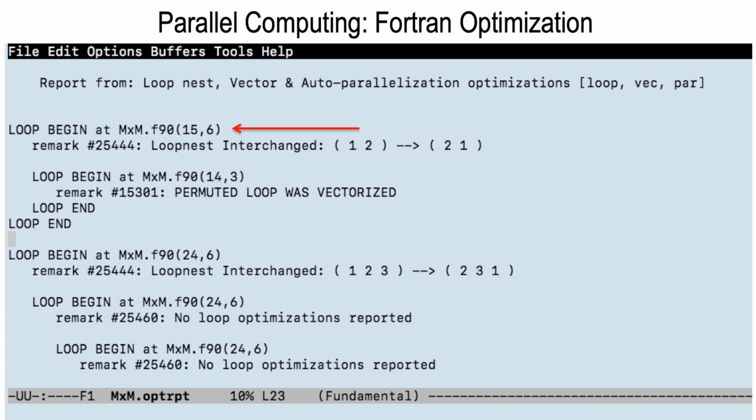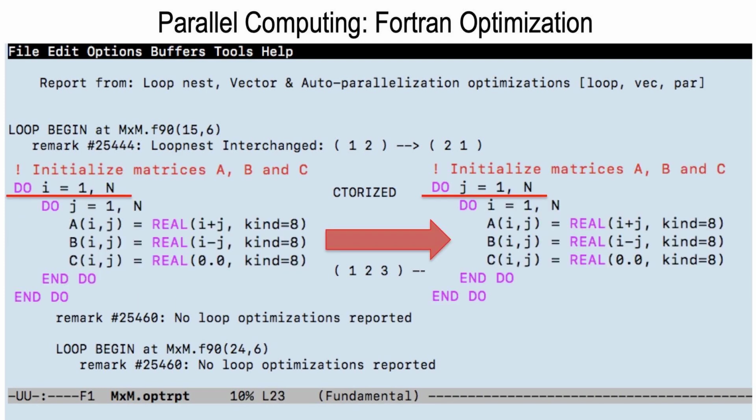As we scroll through the optimization report, we reach the section discussing the first loop in the program at line 15. This loop initializes the matrices. Here, the compiler has executed a loop interchange. The loop interchange performed by the compiler switches the order of the loops, making the J loop the outermost instead of the I loop as written in the program. This step is crucial for enabling loop vectorization.